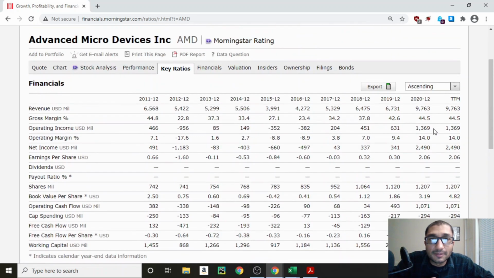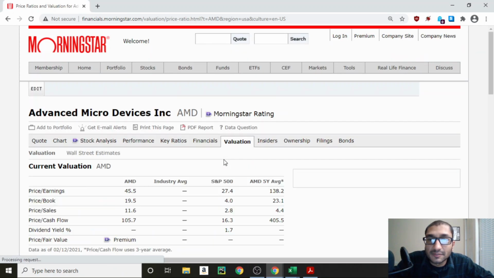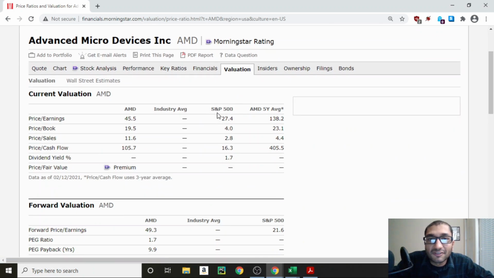Finally, let's compare the company's current valuation to that of the S&P 500. S&P 500 is the aggregate of the top 500 companies in the United States. The first item on the list is the price to earnings ratio. AMD's PE is at 45.5, whereas S&P 500 is at 27.4. Next, price to book. AMD's price to book is at 19.5, whereas S&P 500 is at 4.0.